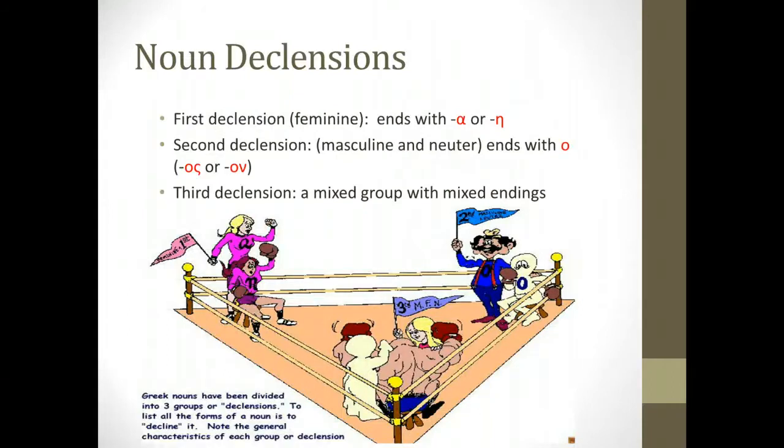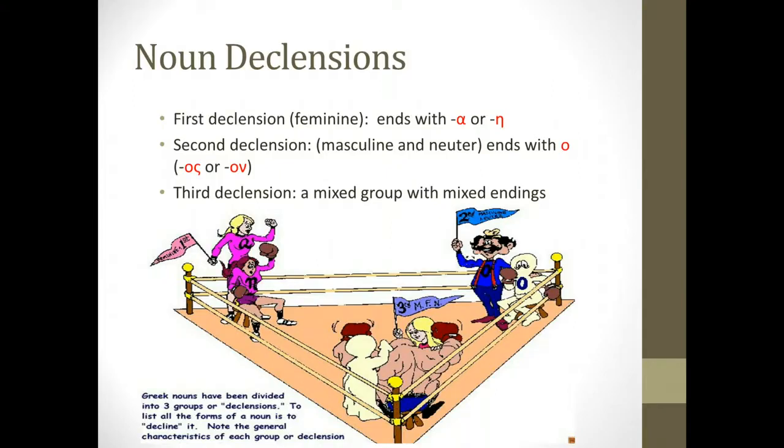As you look there, we have a triangle-shaped boxing match, and in the far left-hand corner we have the two ladies raising their fists up, and they're holding a banner that says first declension. That's because in Greek some nouns are categorized as feminine, and these are nouns that end mostly in alpha or eta, and those are the first declension nouns.